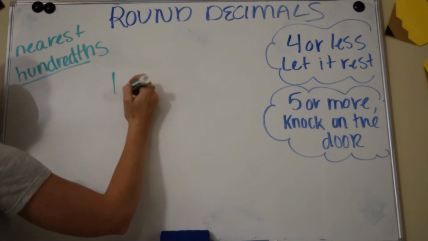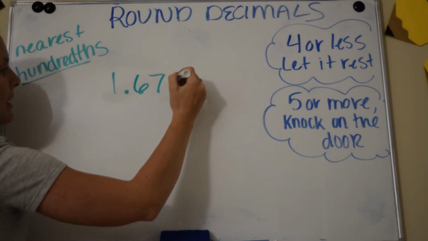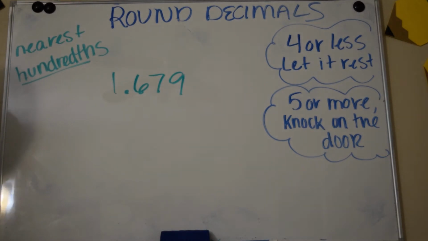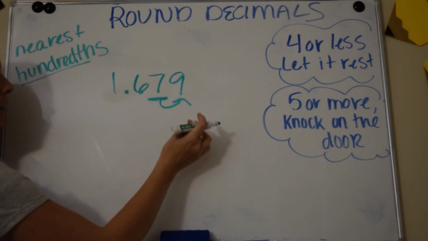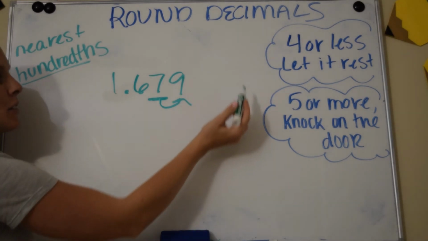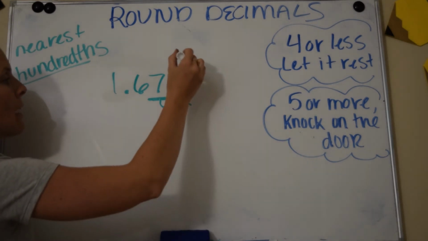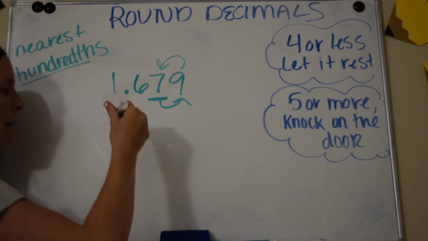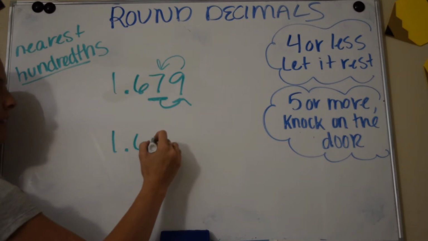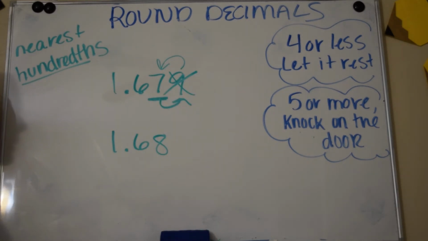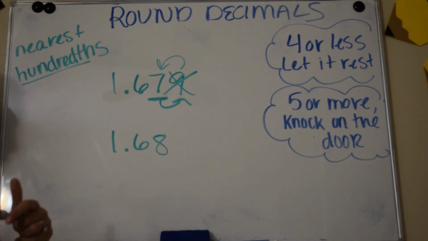What if I had 1 and 679 thousandths? Underline the hundredths place, which happens to be a 7, and look to the right. Is this 9 4 or less or 5 or more? It's 5 or more, so you knock on the door. That means my 7 is going to round up. So I have a 1.6, and then 1 more than 7 is an 8, and I get rid of that last digit. And so this rounds to 1 and 68 hundredths.